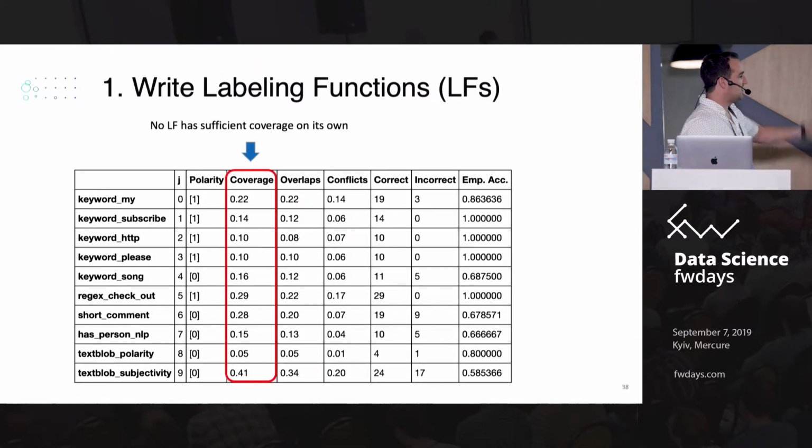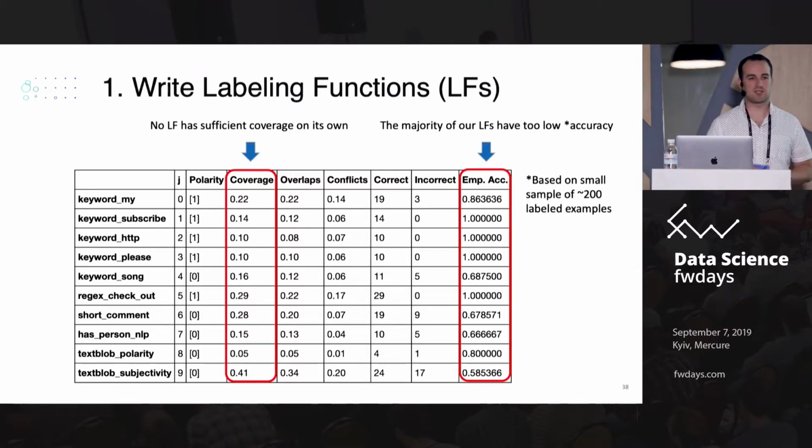One is that none of these labeling functions on their own have enough coverage to label our entire data set. A lot of them are in the teens. Looks like we have one around 40%, but obviously we're going to need to combine multiple of these if we want to be able to cover our entire data set or our entire test set.